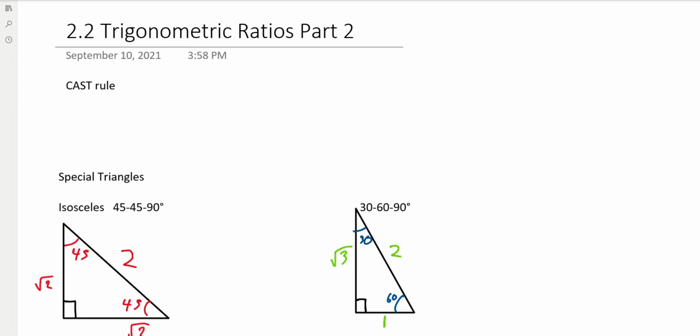So here we're looking at, first of all, the CAST rule. This is where we look at our unit circle and we see that cos is positive here. All of our trigonometric ratios are positive here. Sine is positive here and tan is positive here. This is super important to remember. If you don't, review that, memorize that, it's important.